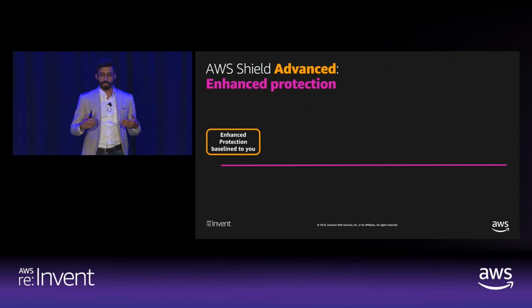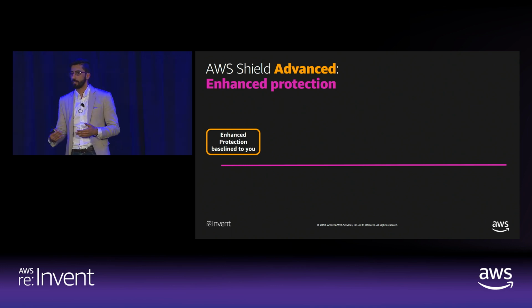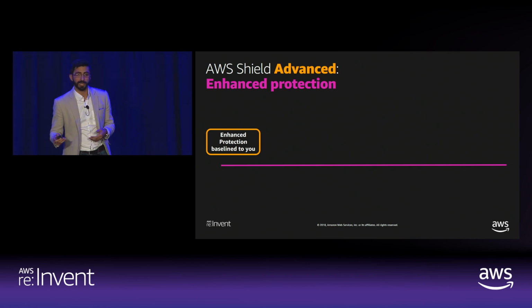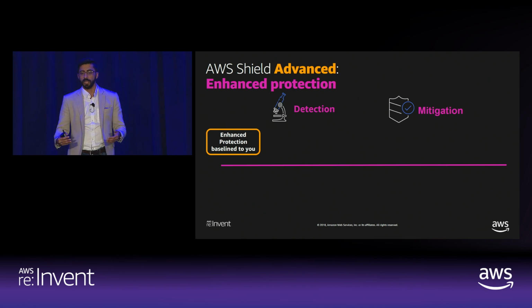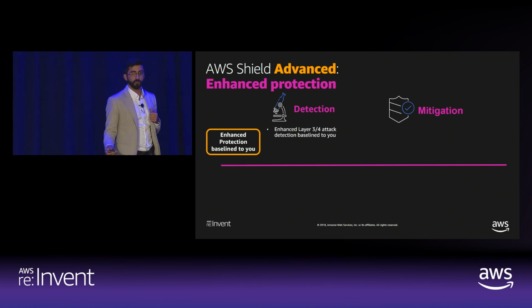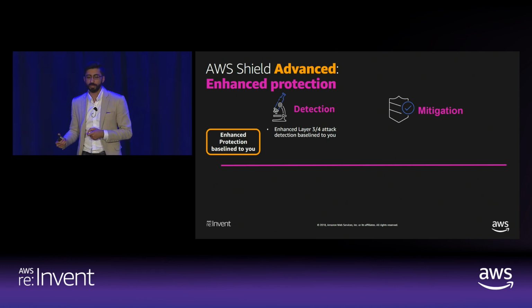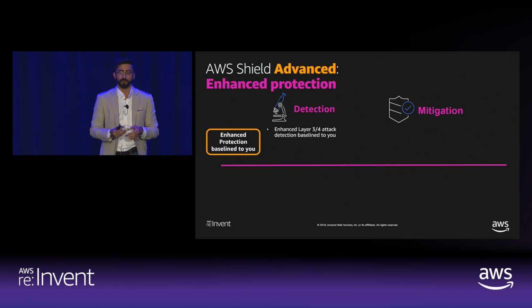But a lot of times, customers wanted a little bit more. They wanted to go one step ahead. They wanted enhanced protection that's actually baselined to their traffic. And that's why we went a step ahead, and we actually tweaked both our detection as well as our mitigation for this. So on the detection side, you get enhanced layer 3 and 4 attack detection that's actually baselined to your traffic, to the resources that you are protecting.